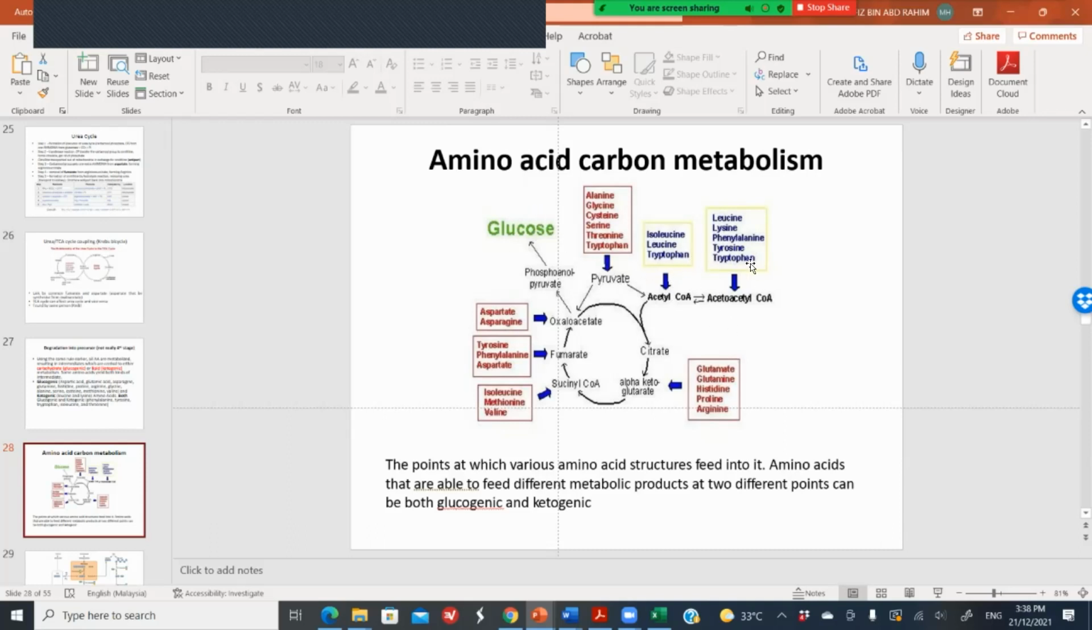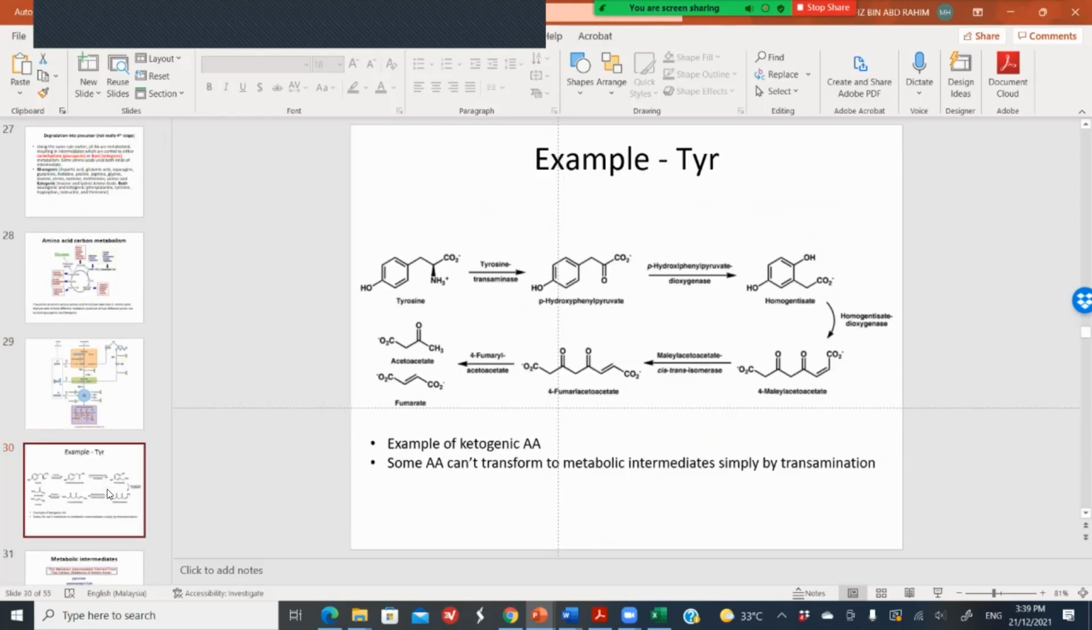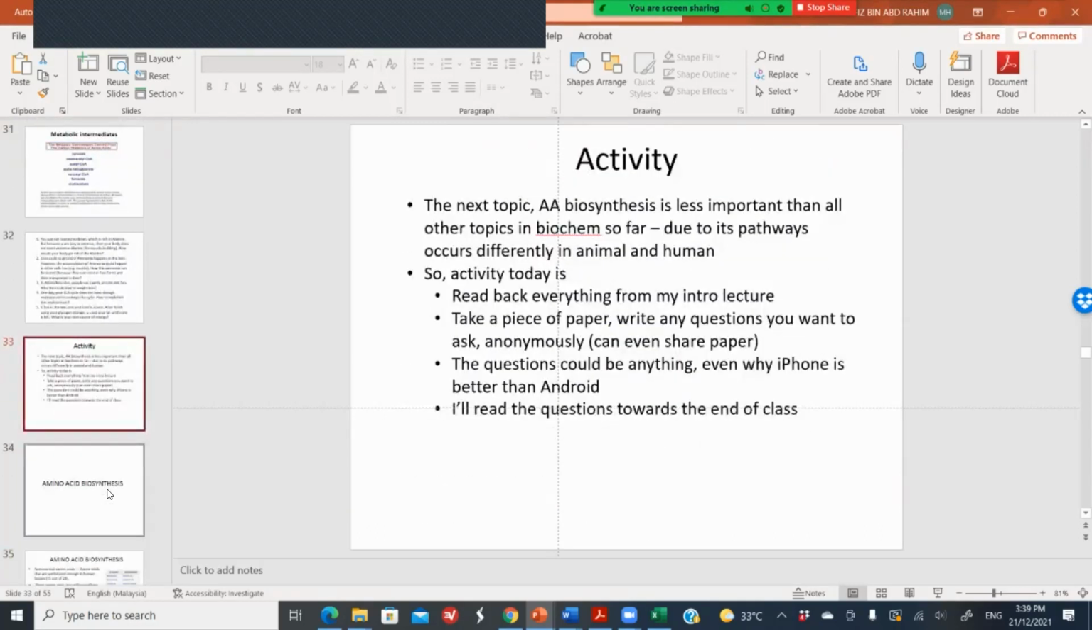But as you can see in this figure, some of these amino acids can produce both ketone bodies and glucose. For example, tryptophan. Sini ada tryptophan, right? Biru. Ni pun ada tryptophan juga, warna merah. Sebab dia boleh produce both of these intermediates. So dia boleh produce ketone bodies, dia juga boleh produce glucose. Okay, that's all. Any question before we finish today?